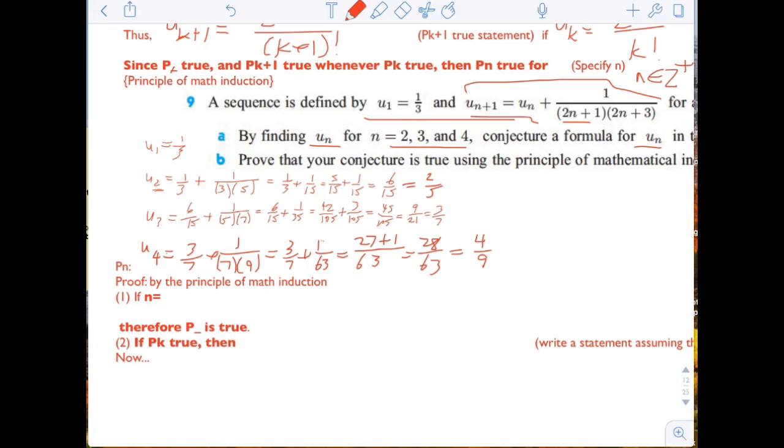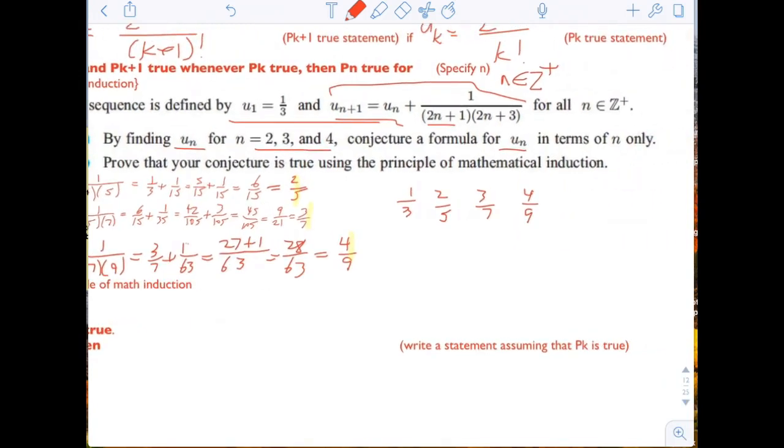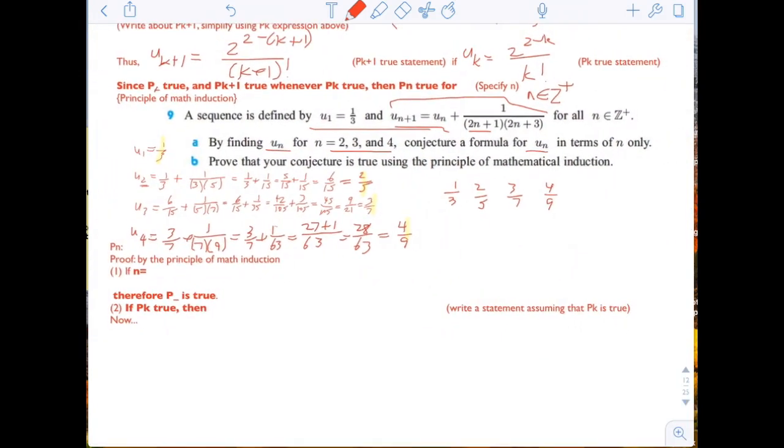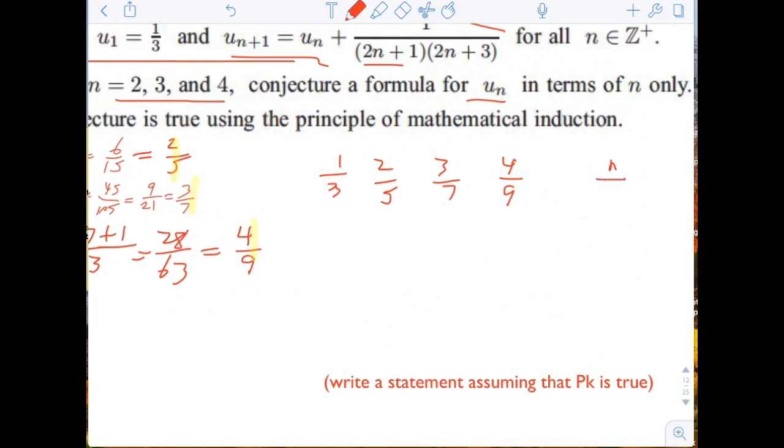2/5. Okay, so we got 1/3, 2/5, 3/7, and 4/9. So there's a pattern there, right? 1/3, 2/5, 3/7, 4/9. So the top looks like it's the n value or the n plus 1 value? It's the n value. So the top is the n value, and the bottom is an odd number related to the n value. It would be 2n plus 1. Yeah, that works, right?